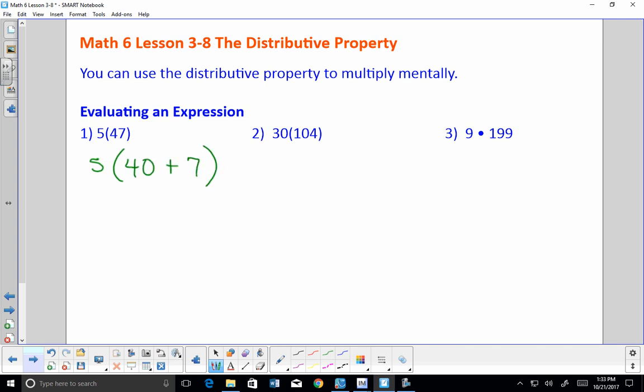So if you think about this, remember the distributive property says I could add first and then multiply it by 5, or I could separate it and say 5 times 40 plus 5 times 7. I know 5 times 4 is 20. Add the 0 to get 200. So 5 times 40 is 200. And 5 times 7 is 35. And 200 plus 35 is 235. Not 2035, 235.